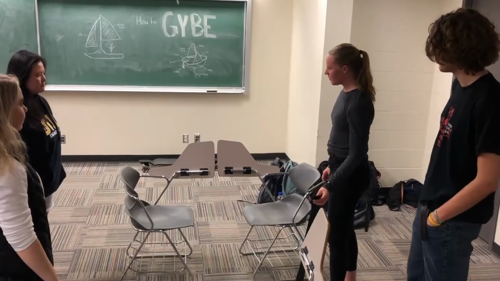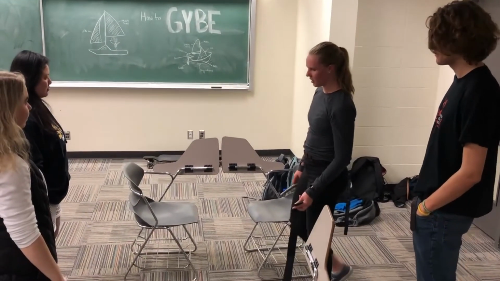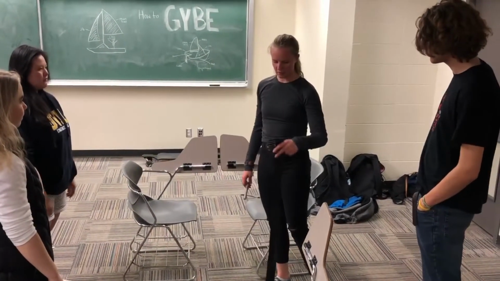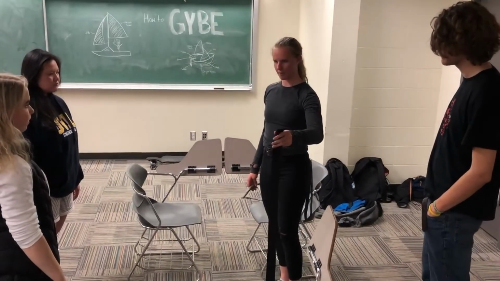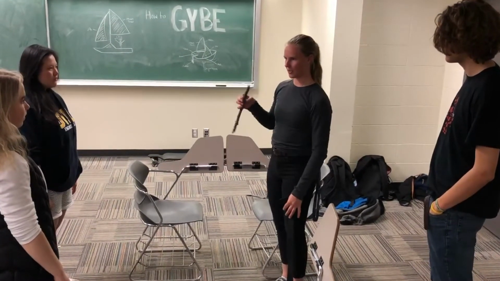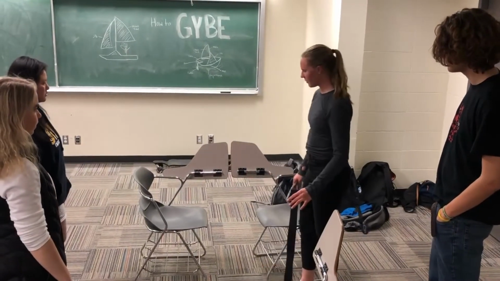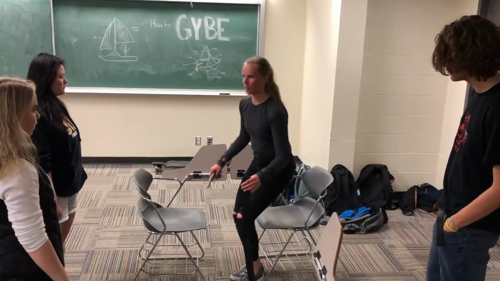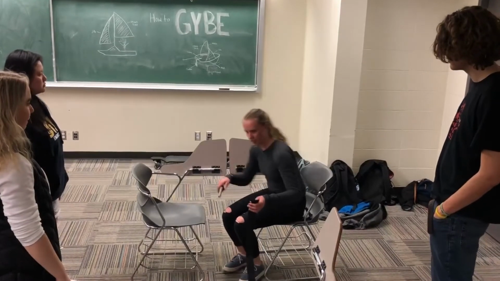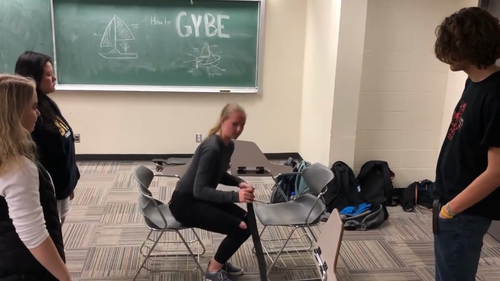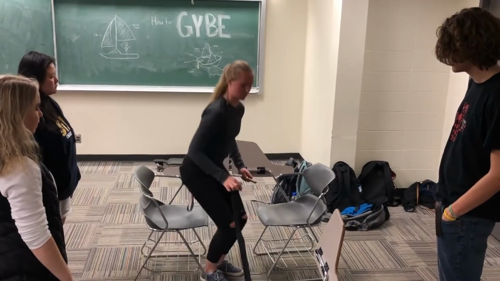Okay guys, so now we're going to go over our demonstration of how to perform a jibe. This right here is going to represent our main sheet. This is going to represent our tiller. We're going to hold it at the back so it's relatively stationary. This is going to represent the back of our boat, so each gunwale that we would be sitting on in our boat. So we'd be sitting here, or we would be sitting here.